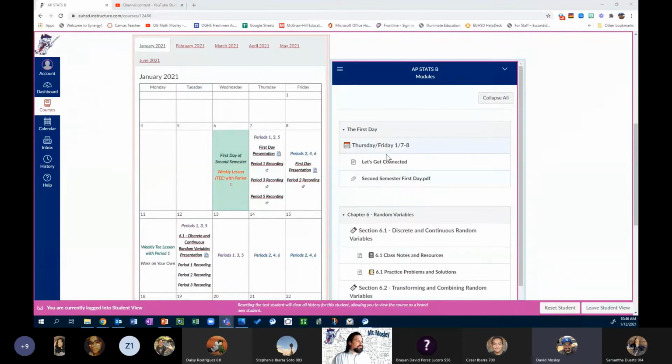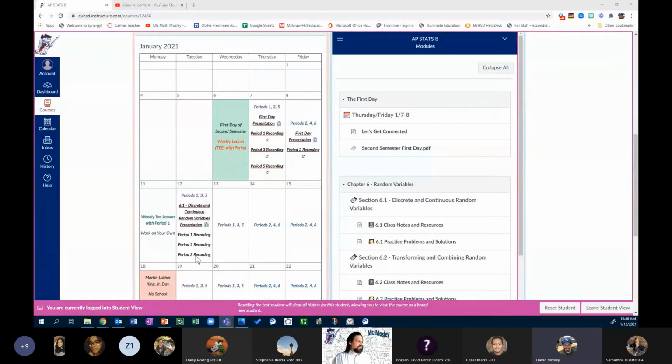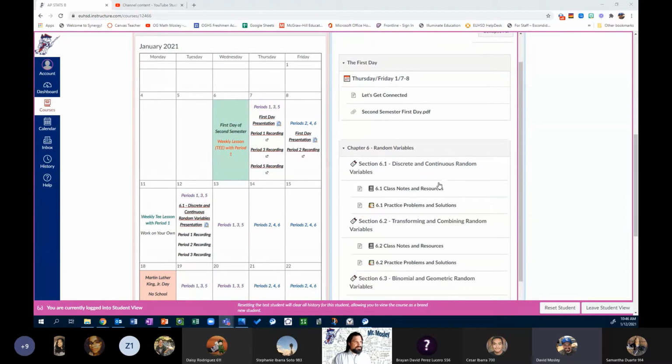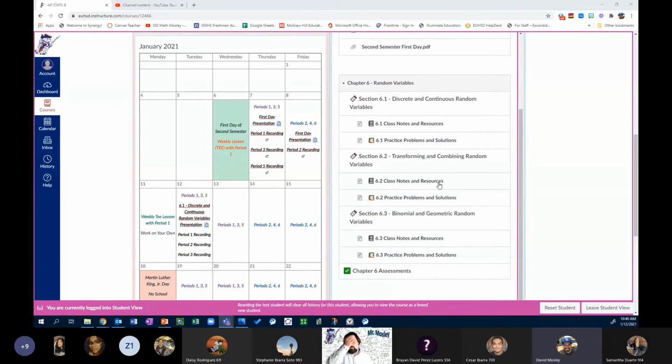So here's our calendar. As you can see, I've already started adding things for today. If you'd like to see the presentation I'm going to use today, you're more than welcome to open that and follow along at your own pace if you like. The recordings will go here. And if you notice, we have chapter 6 available. The entire unit of notes and resources is posted.